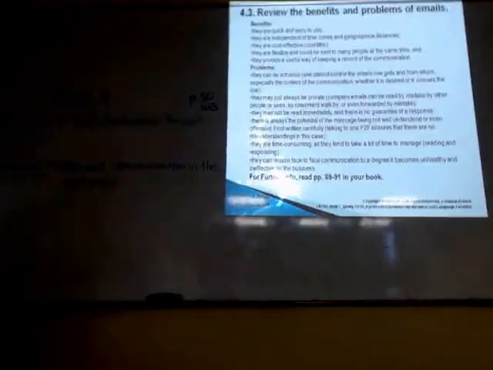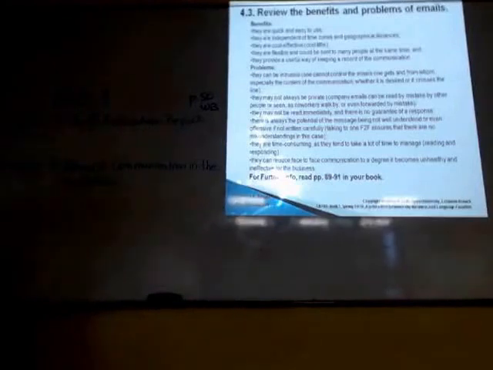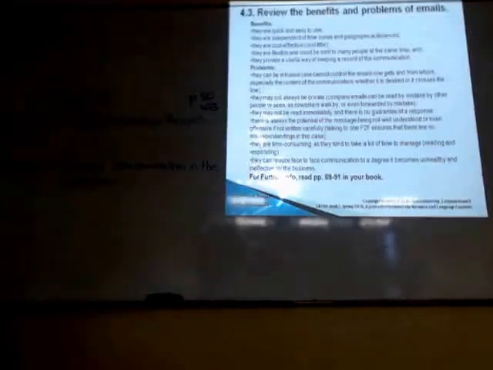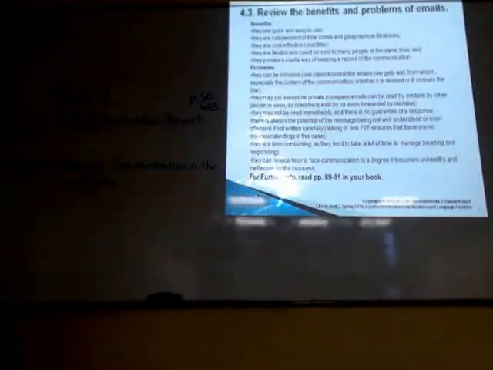Simple, right? They are logical things that you have encountered, right? So even if you read them a couple of times, I'm sure you can remember this information. Now the problems or the disadvantages. They can be intrusive, like we said. One cannot control the emails one gets and from whom, especially the content of the communication, whether it is desired or it crosses the line.